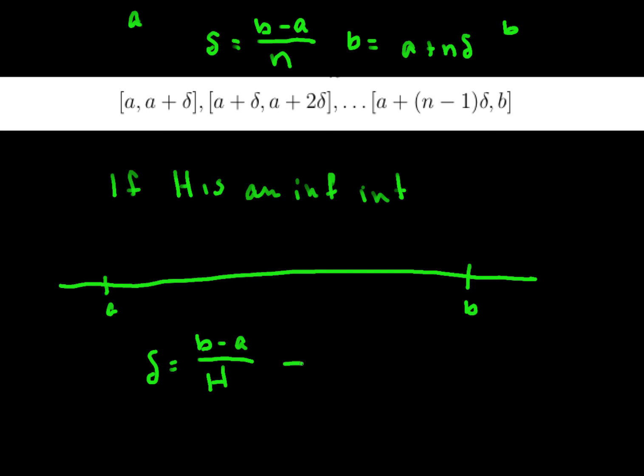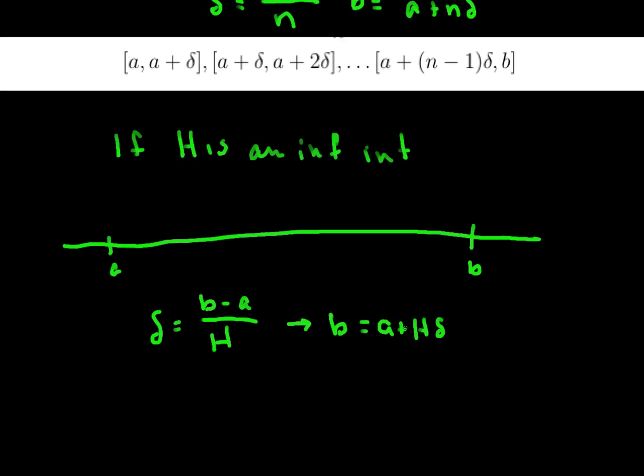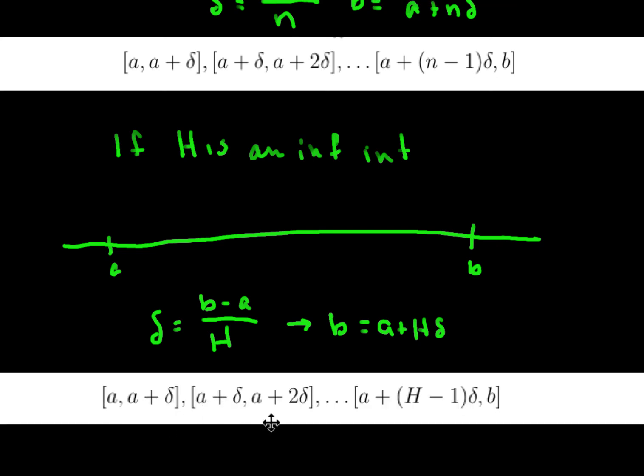And of course this means we could solve for b, just like we did before. The endpoint is equal to a plus h delta. And using that, then what would be my intervals? Well, it's not going to look too terribly different from before, but it would be given by a to a plus delta, to a plus 2 delta, exactly the same as before. And then we go all the way up to a plus h minus 1 times delta up to b. This is my last interval.